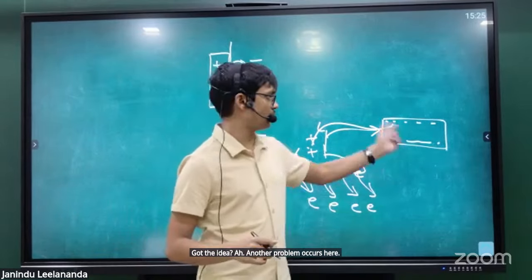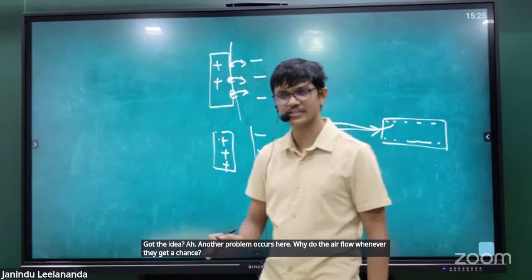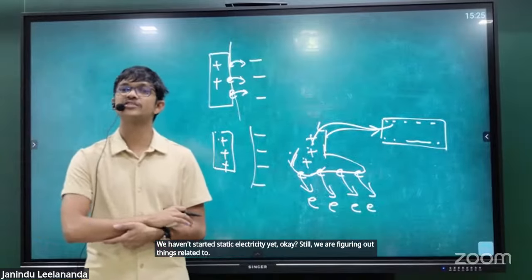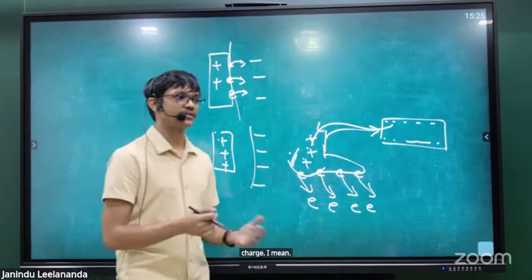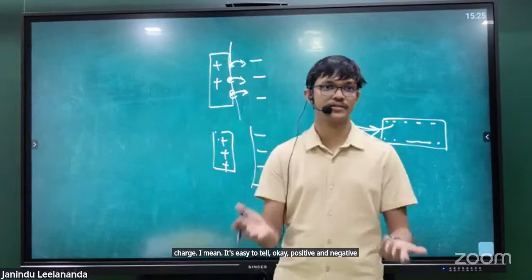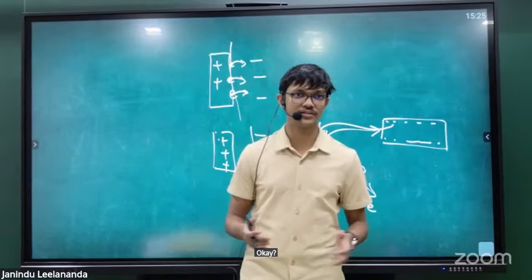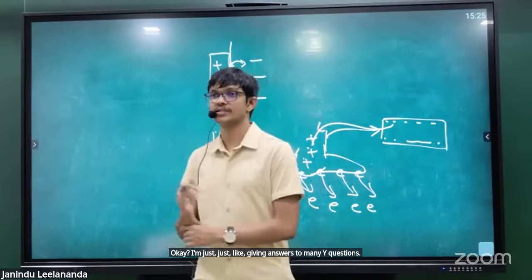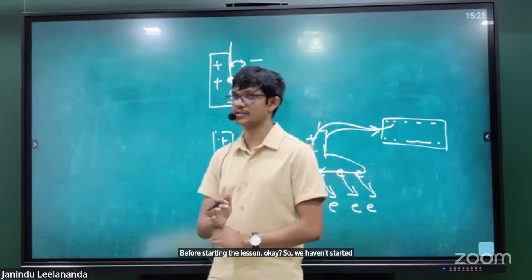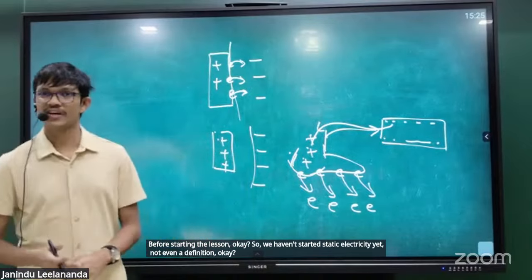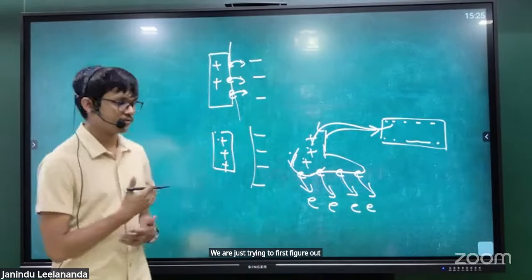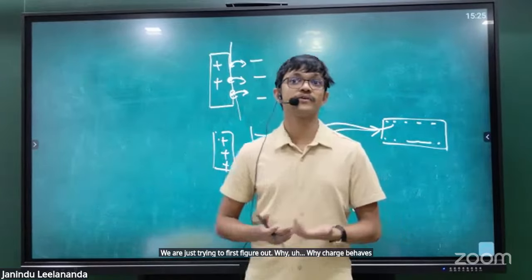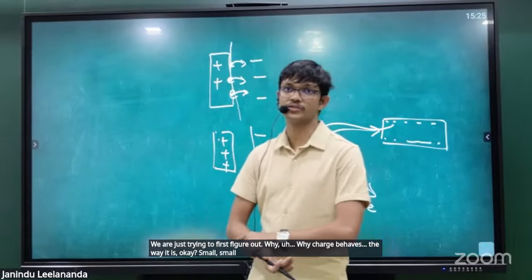Why do they flow whenever they get a chance? We haven't started static electricity yet, okay? Still, we are figuring out things related to charge. It's easy to tell that positive and negative, when they get together, become neutral, but why? I'm giving answers to many why questions before starting the lesson, okay? We haven't started static electricity yet, not even a definition. We are just trying to first figure out why charge behaves the way it does, okay? Small stuff related to charge.